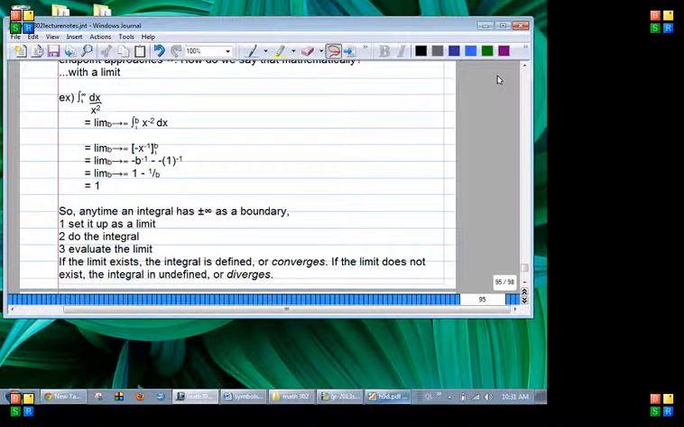So anytime an integral has either positive or negative infinity as a boundary, the first step is to set it up as a limit. Then go back to just doing the integral like you normally would. And then the last step is to evaluate the limit. So there's just an extra first step and extra last step involving limits. If the limit exists, like in this case, the integral is defined, or we say it converges. If the limit does not exist, the integral is undefined, or we say it diverges. Of course, some of this you've seen before just from studying limits themselves.